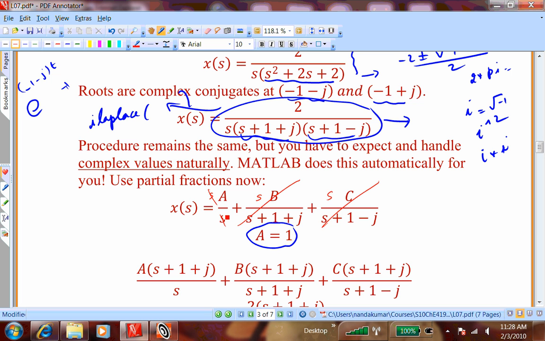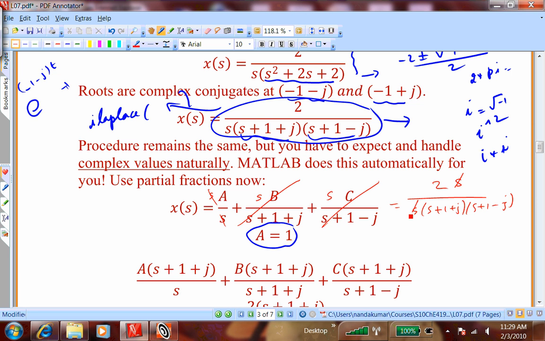In this case, it's S. Now I need to do the same thing on the right-hand side. On the right-hand side, I have 2 divided by S times (S plus j) multiplied by (S plus 1 minus j). And I'm multiplying this by S also. I have to multiply every term in the equation by S. So on the right-hand side, I'm multiplying this term, and so the S cancels out.